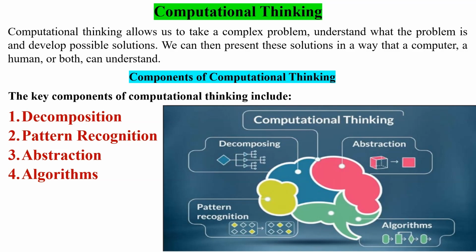Computational thinking enables us to work out exactly what to tell the computer to do. The key components of computational thinking are decomposition, pattern recognition, abstraction, and algorithms. Let's see in detail, one by one.